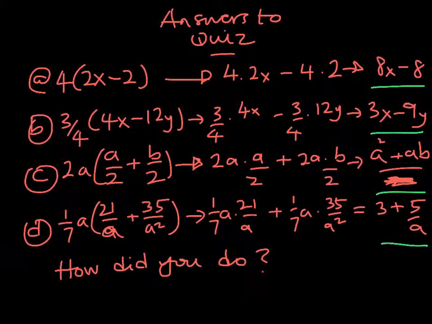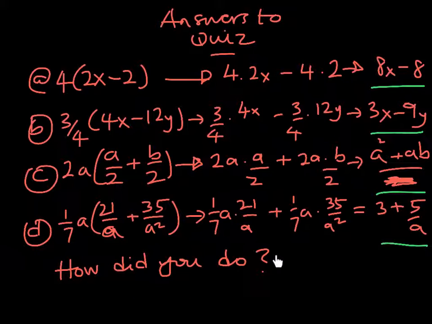Okay, for the next one, it's 1 over 7a times 21a plus 35 over a squared. So 1 over 7a multiplied by 21a. Here 1 over 7a is the same thing as a over 7. So the a cancels out, and then 7 goes into 21 3 times. So we're left with 3 on this side. Then we go to the next one, 1 over 7a multiplied by 35a squared. So a cancels one of the a's here, because we still have a as a denominator. And then 7 goes into 35 5 times. So the answer is going to be 3 plus 5 over a.